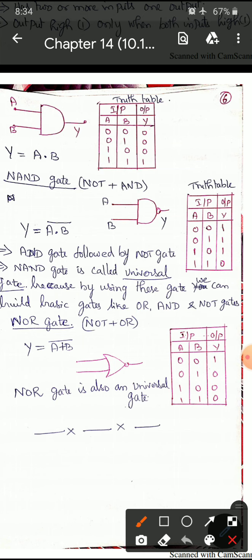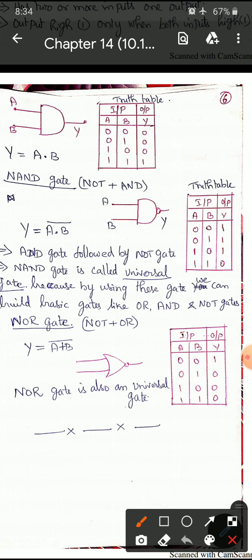So, this is about the NAND gate. This NAND gate and the next gate, the NOR gate, are called universal gates. Universal gates, because using these gates we can derive the basic gates. We can form the basic gates also.